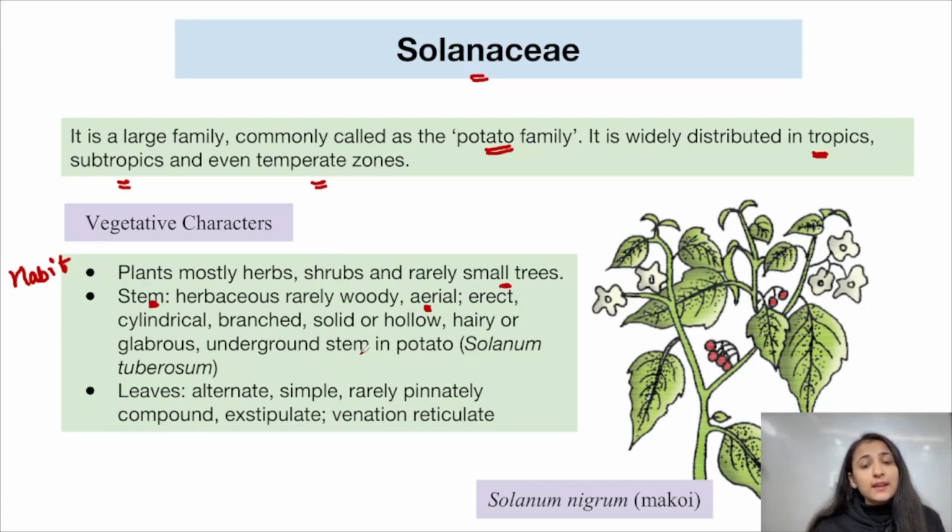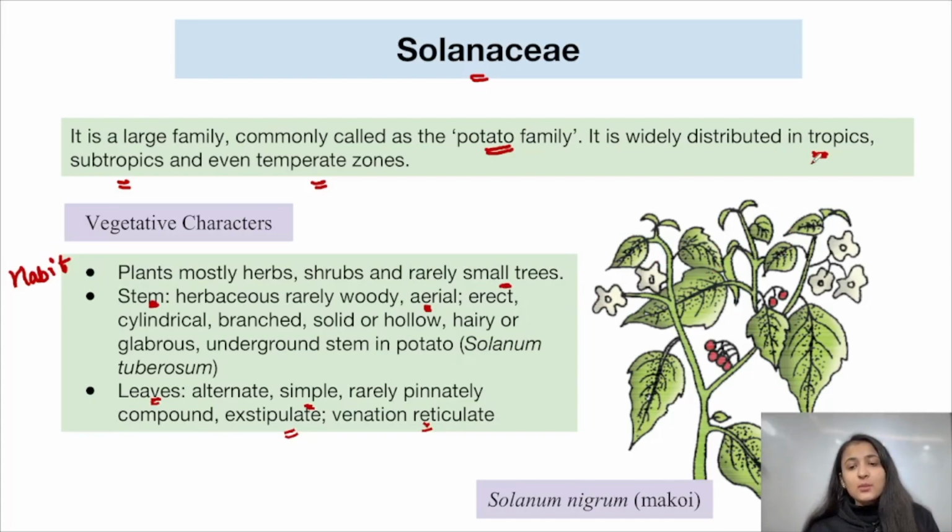So in case of potato, it is an underground stem, Solanum tuberosum. So potato is a modified stem, and it forms underground. So it is an underground modification of the stem. Now in case of leaves, the leaves are present in an alternate phyllotaxy. The phyllotaxy is alternate, they are simple, they are rarely pinnately compound and they are exstipulate. Stipules are not present. Venation is reticulate because it is a dicot. So it is but obvious that the venation would be reticulate.